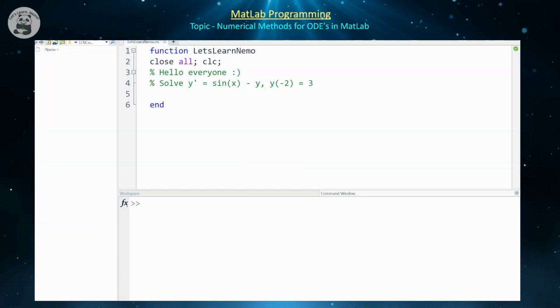Hello everyone, and welcome back to this series on MATLAB programming. Today we're going to be taking a look again at solving ordinary first-order differential equations, but instead of looking at, for example, exact solutions or slope fields, we're going to be looking at a few numerical methods that definitely anybody should know when solving ordinary differential equations.